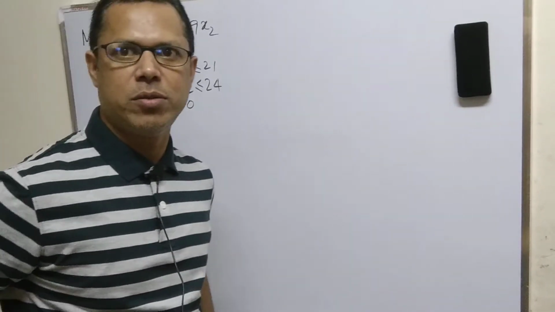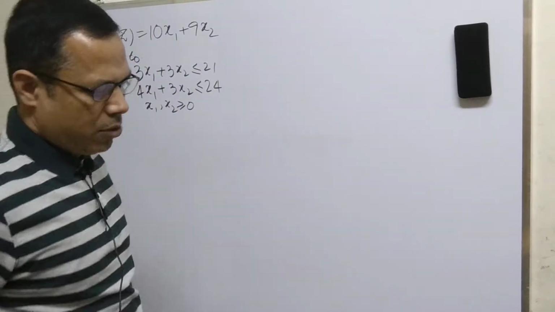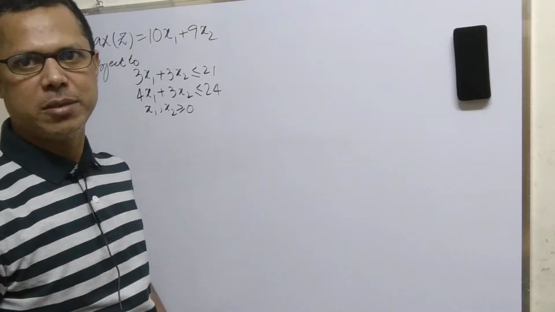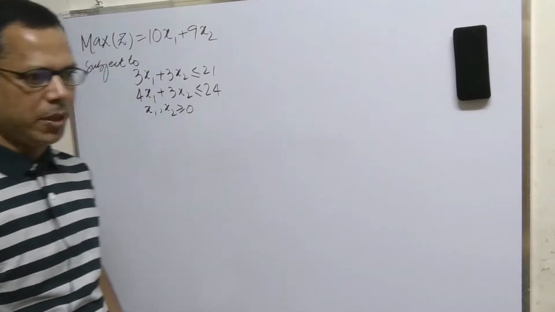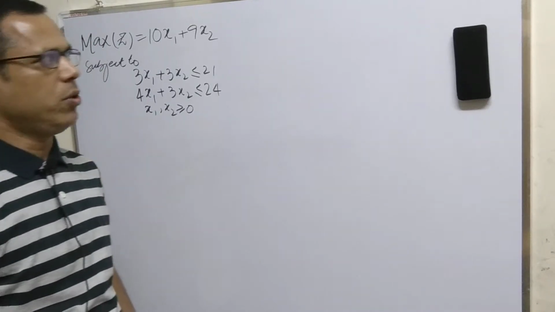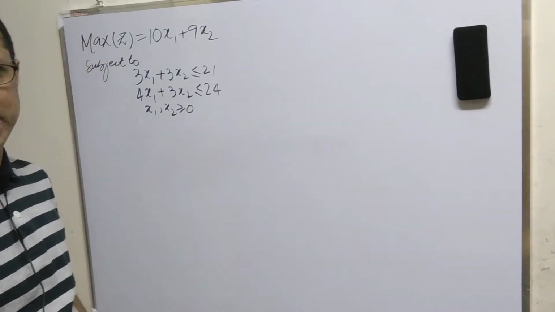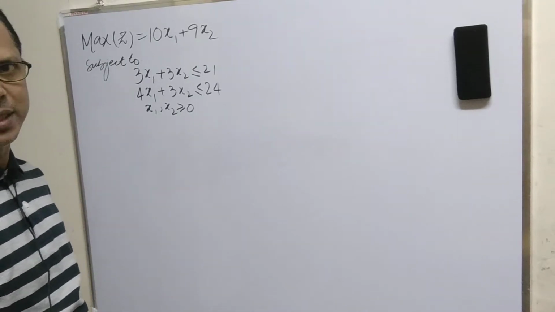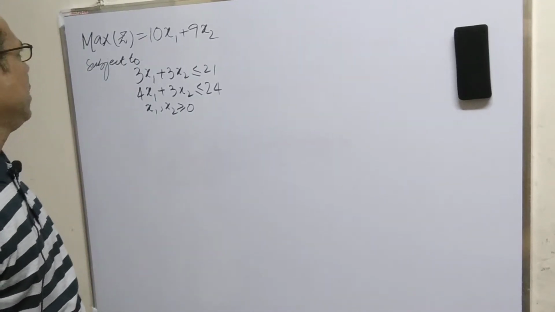Okay, so now we are going to start the simplex method. In the last videos I explained the maximization problem using the graphical method. In this video I am going to explain the simplex method, and the question is about the maximization types. And what is the simplex method?